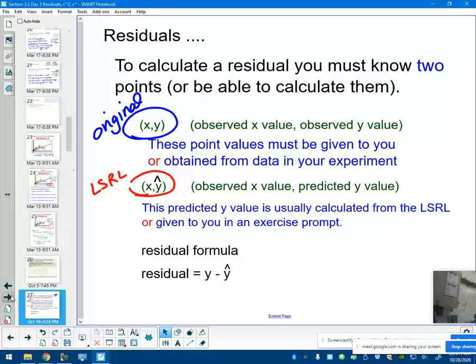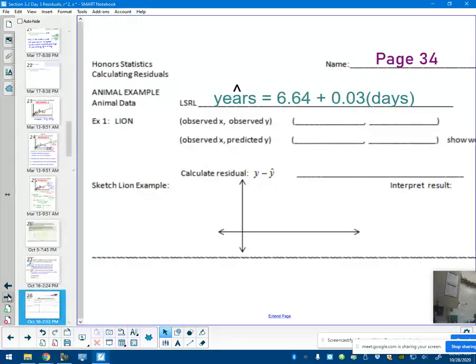So now I believe on page 34, we're going to calculate some of these. I'm going to do the first one with you, and then you can do your other. Okay, so that was what we got for the animals. The predicted years of life equals 6.64 plus 0.03 days. We don't need our short little generic packet right now. We will need it again.